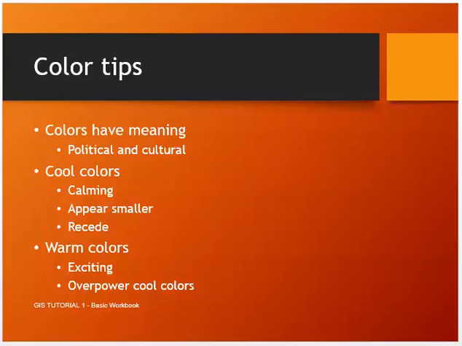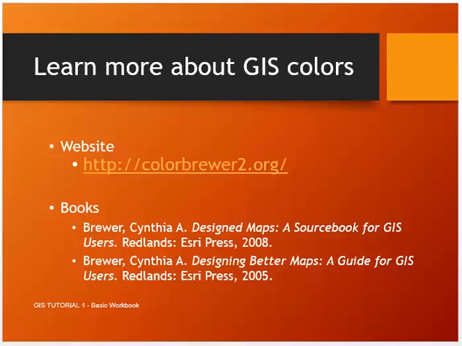Cool colors, warm colors. Cool colors are calming. They kind of tend to recede into the map. Warm colors are excitable. They excite people and can overpower the cool colors. So just keep those in mind when you're building these maps. You can learn more about colors here, colorbrewer2.org. I make no guarantees about what you might find there.